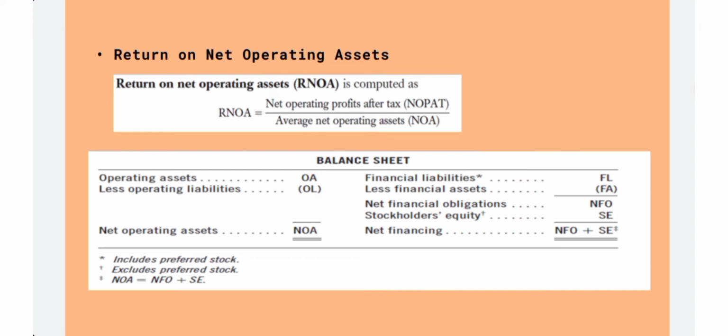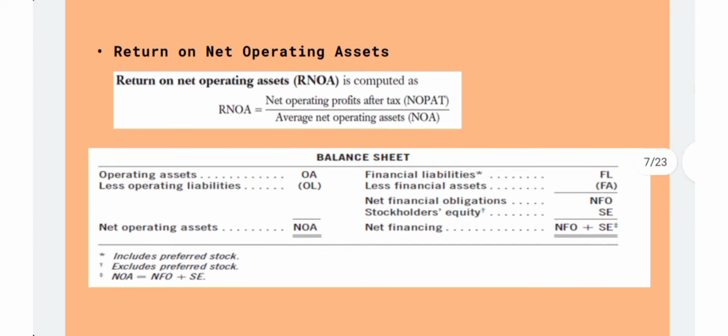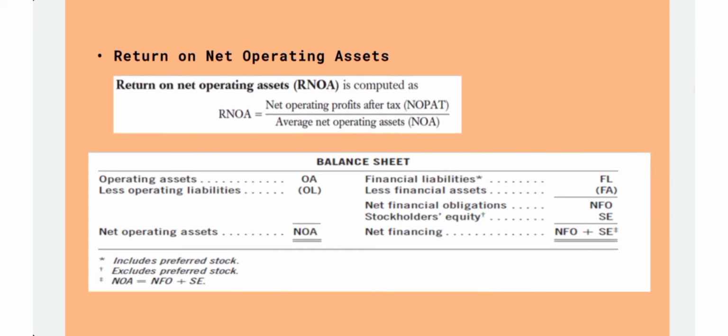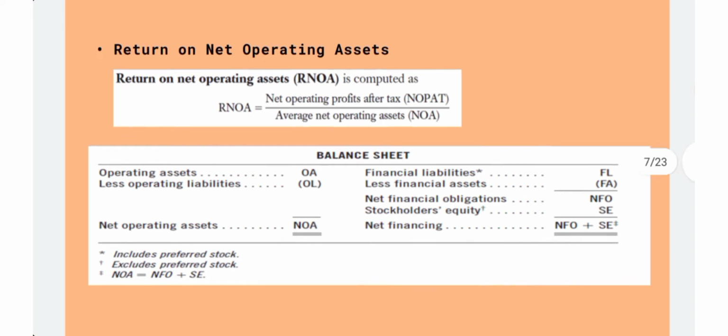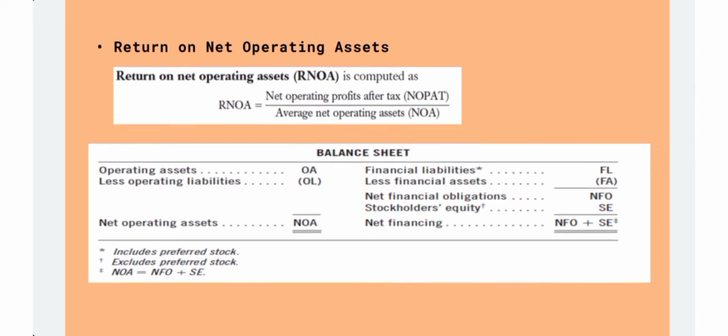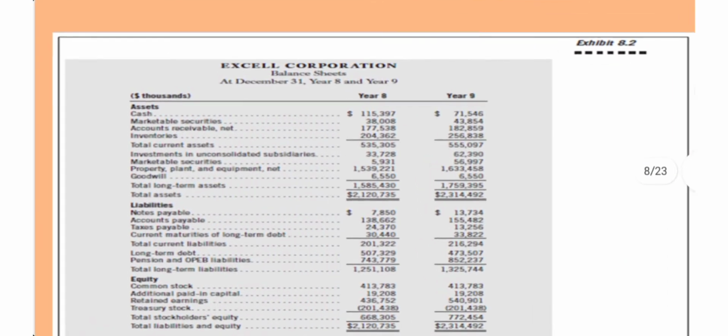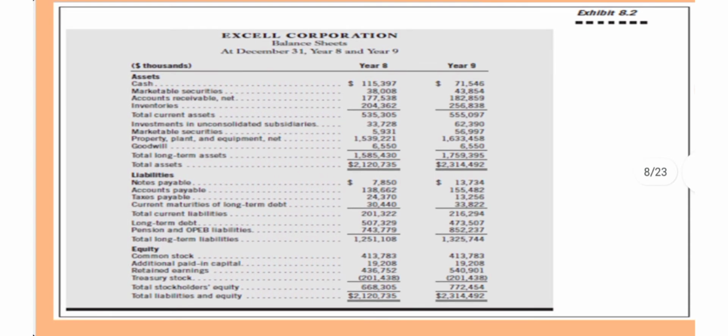So net operating assets come from operating assets less operating liabilities, and net financing. And then on the right side we can see the financial liabilities less financial assets. We get net financial obligations, and then we add stockholders' equity, and then we get net financing. So the formula of net financing is net financial obligations plus stockholders' equity. So this is the balance sheet of Excel Corporation. As you can see it by yourself.